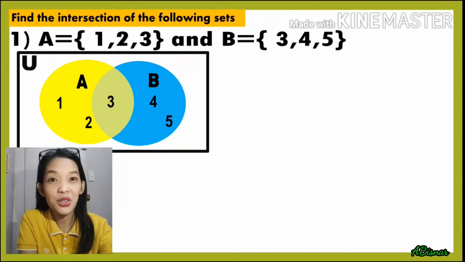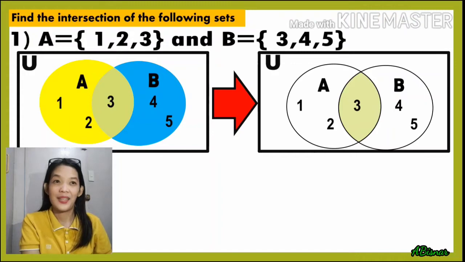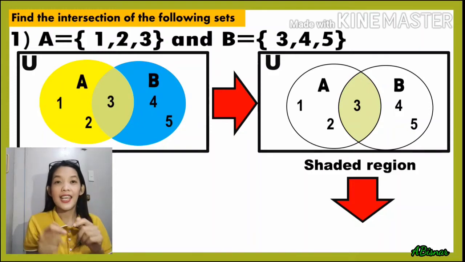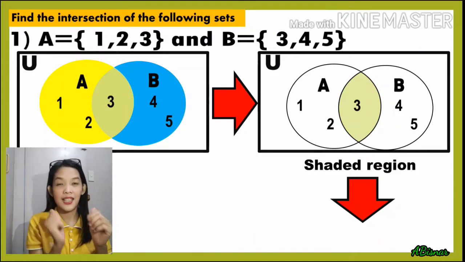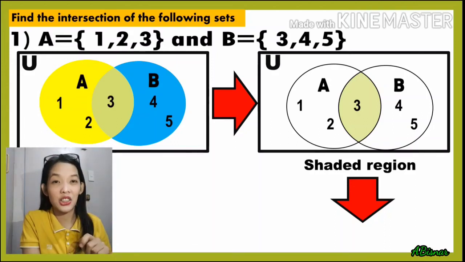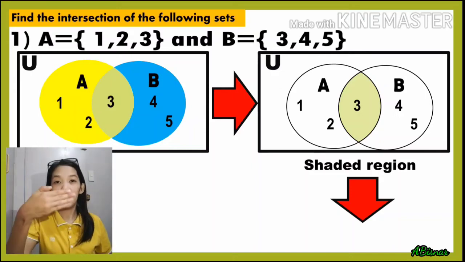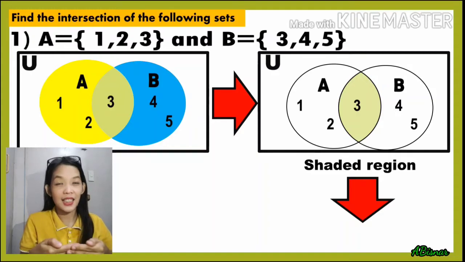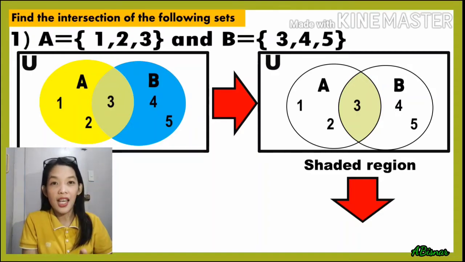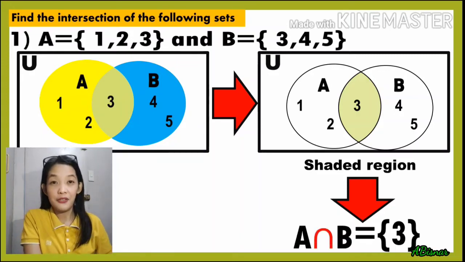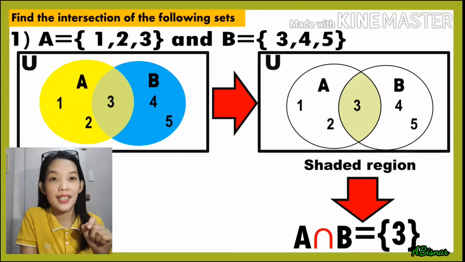And how are we going to show it? That's it. That is because 3 is present in A and 3 is also present in B. And the shaded region is what we know as the intersection. It is the part where the two circles overlap. And to write the answer, we must find out what are the elements inside that intersection. And therefore, the intersection of A and B is 3.